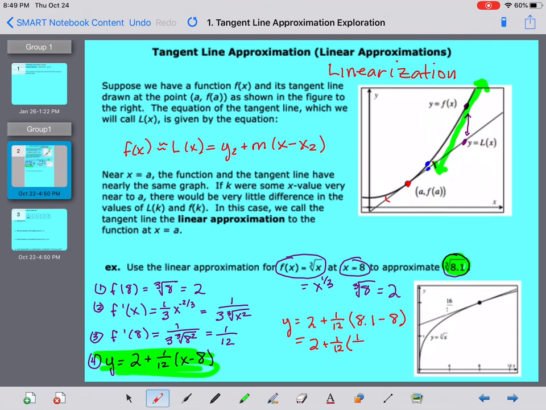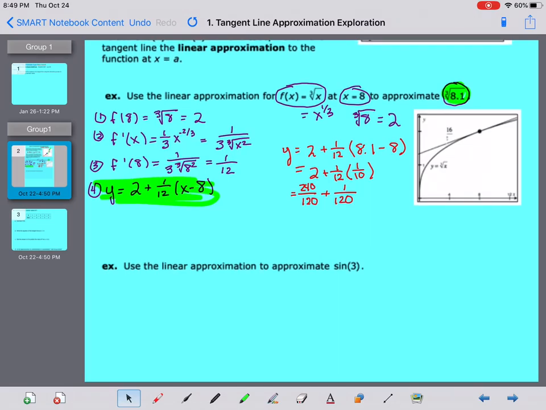I'm going to put that in fraction form. So 1/10 there. And then really, I'm going to kind of work backwards. This gives us 1 over 120. And to add that to 2, we're going to need a common denominator. So 240 over 120. Let me go ahead and move that up. And then, of course, that means our y value is 241 over 120. And what that means is this third root of 8.1 is approximately 241 over 120.